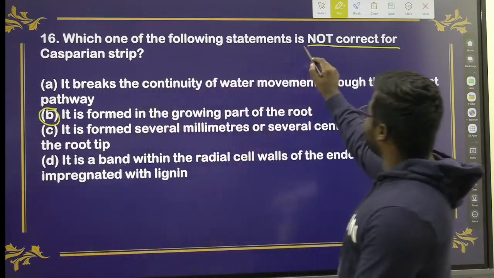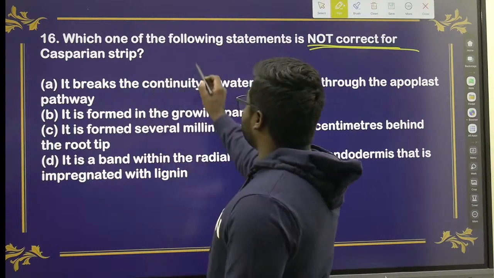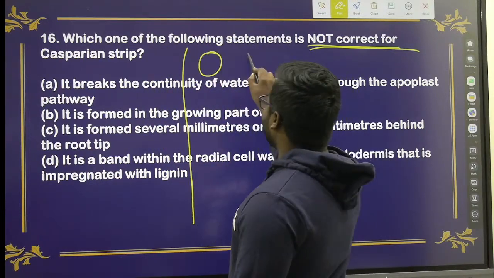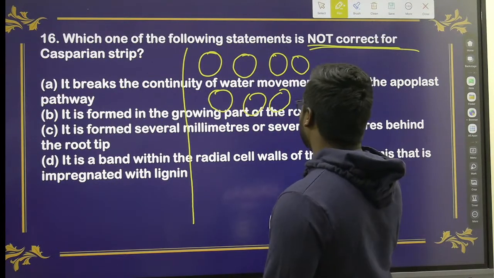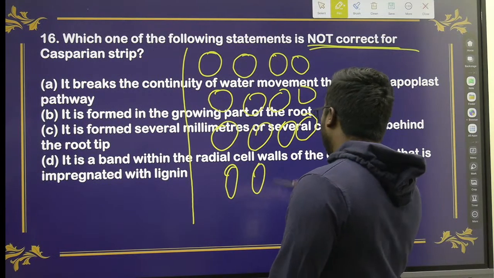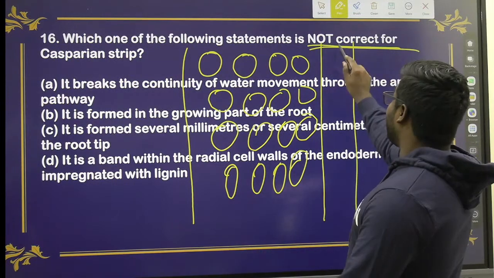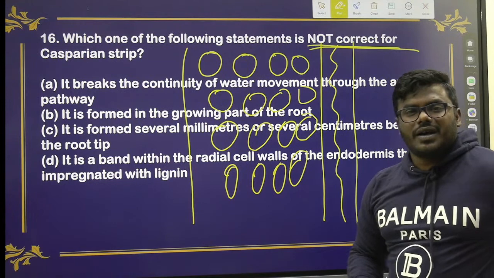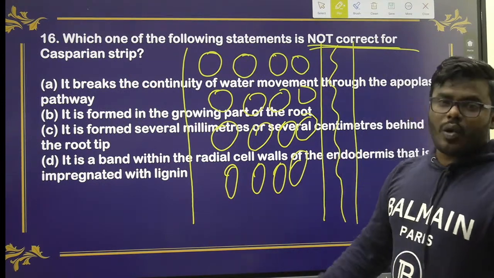Friends, they have asked which is not correct. I have already told you where the Casparian strip is present. Imagine this is the epidermis. After the epidermis comes the cortex. What does the cortex contain? Cortical cells. And after the cortical cells there is the endodermis. On the endodermis what is there? The Casparian strip is present. Correct? So they are majorly present in the endodermal region.